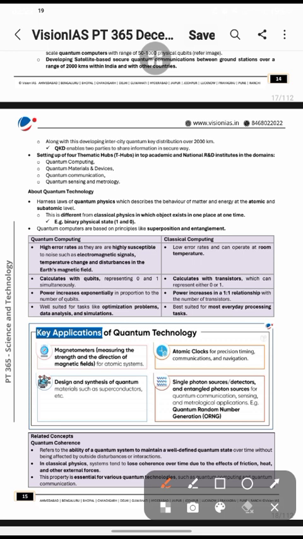Quantum computing has higher error rates and is highly susceptible to electromagnetic signals, temperature change and disturbance in the magnetic field. Calculation power increases exponentially. It is used for optimizing problems of data. A classical computer has low error at room temperature, with calculation using transistors of 0 and 1, and its power increases linearly, and it is used for everyday work. A magnetometer measures the strength and direction of the magnetic field.